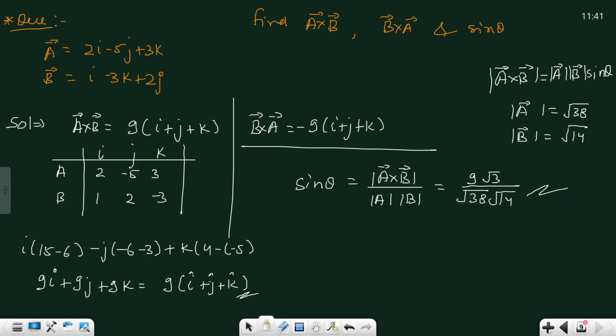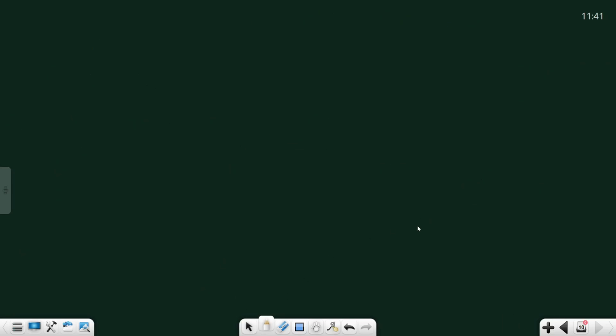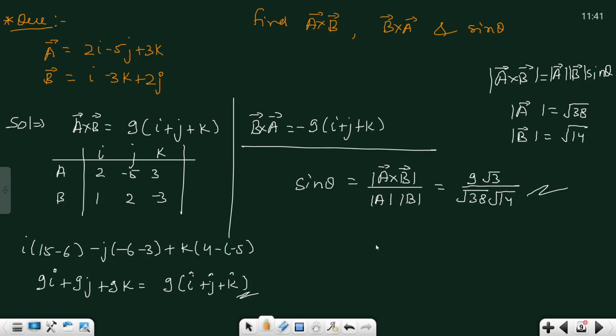Next, I will give you some questions for home. Sir, for B cross A, we don't have to solve the whole question again, right? We just have to put a minus sign. Beta, the question is asking only about sin theta, so you need to take the magnitude only. Either you go for A cross B, or for B cross A you just multiply it with the minus sign. Yes, sir.